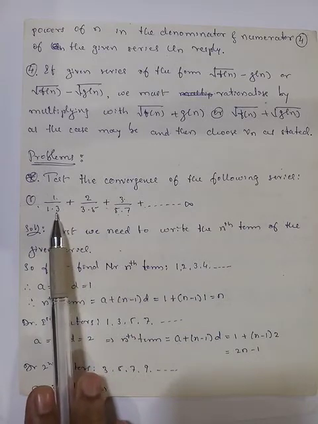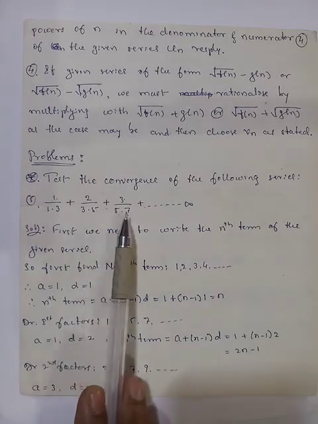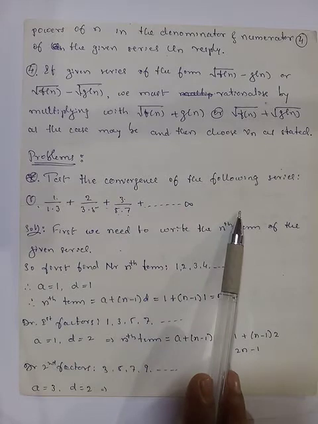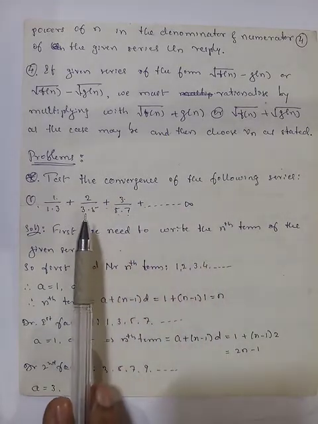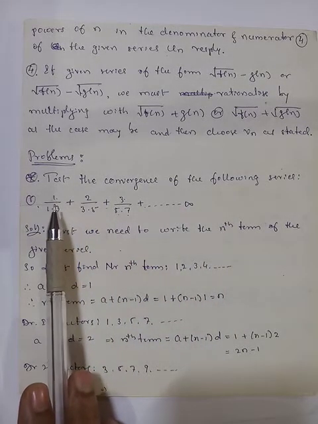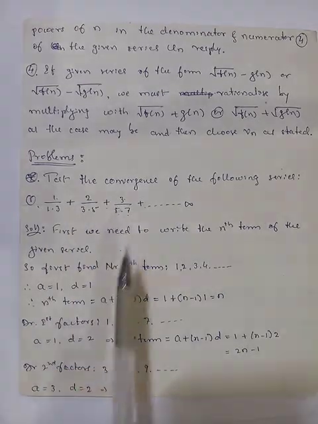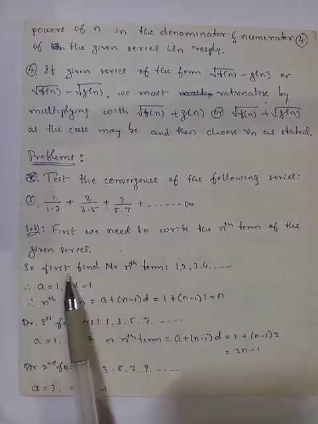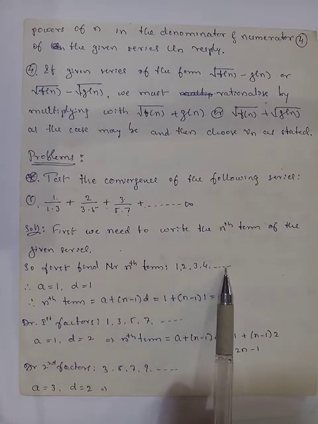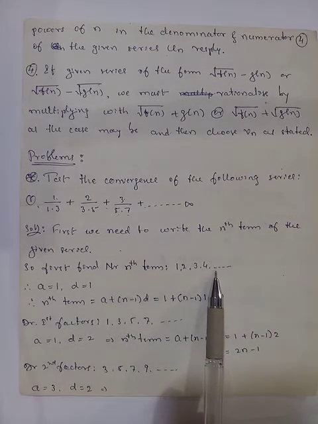The second kind of factors are 3 5 7, and so on. For these three we write the nth term separately, like we take for the numerator 1 2 3, okay, so 1 2 3 4. How to write the nth term?